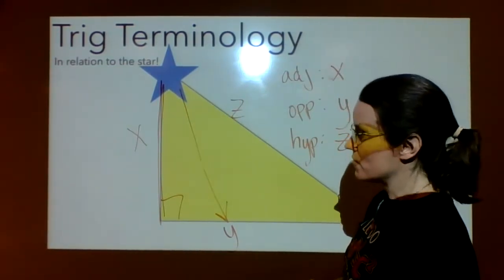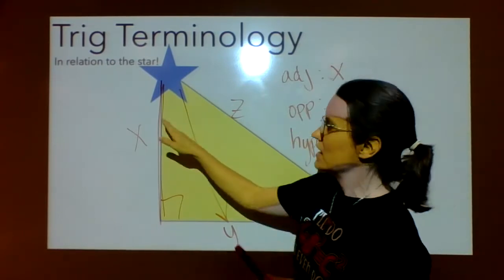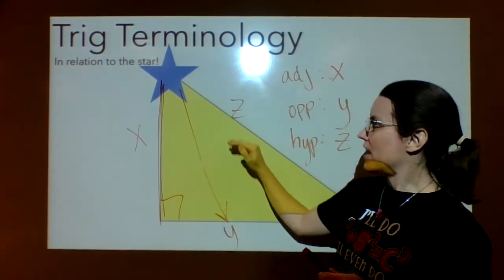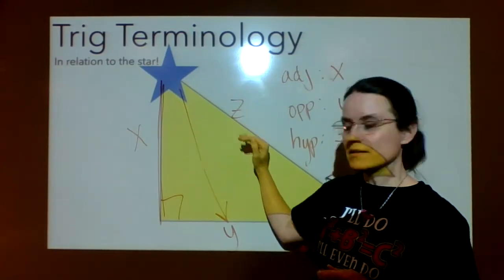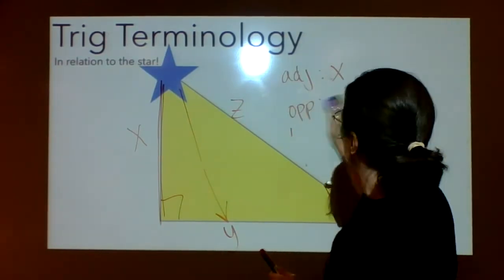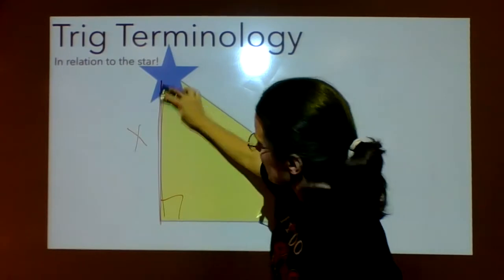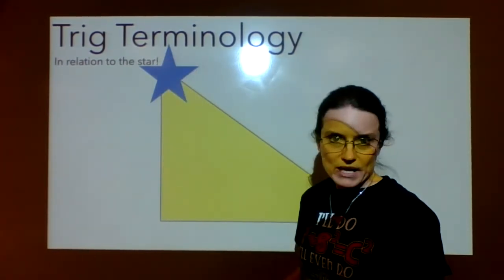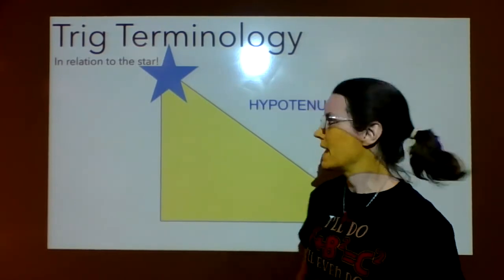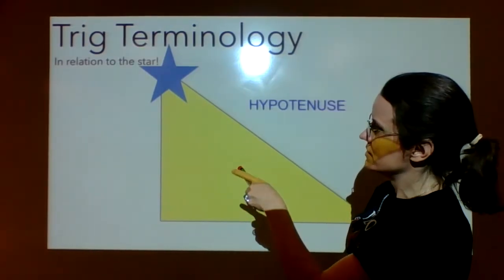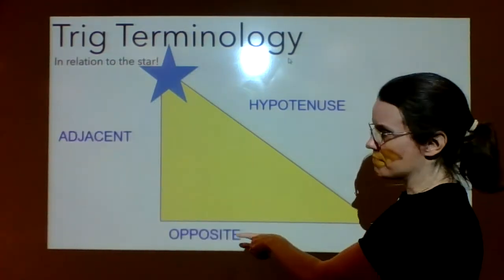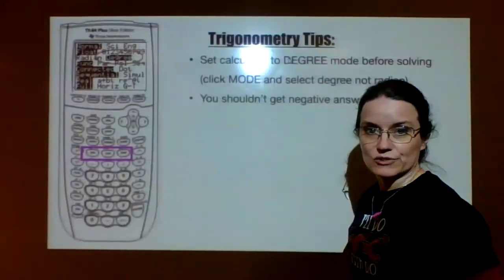But the main thing to focus on is that the adjacent leg and the opposite leg are the ones we focus on. The hypotenuse is always the hypotenuse. Don't ever call it the adjacent. Don't ever call it the opposite. It always just gets to be the hypotenuse no matter where things are. Okay, so that's my hypotenuse. That's adjacent. This guy is considered opposite to that starred angle.